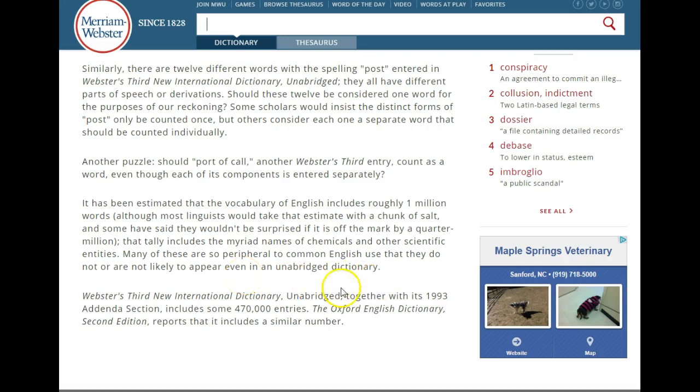By the way, the article says in one dictionary, the unabridged Oxford English Dictionary, there are 470,000 entries. So I'm guessing there are 470,000 official words that we recognize as official English words, but up here it says it could be roughly 1 million. That's a lot of words. That is a lot of words. Nobody knows all those words.